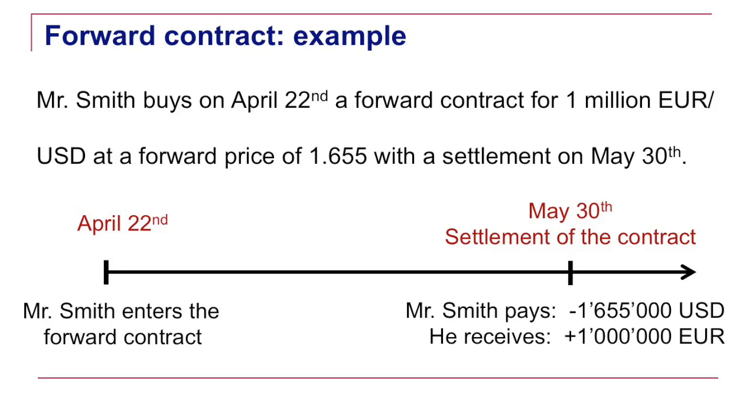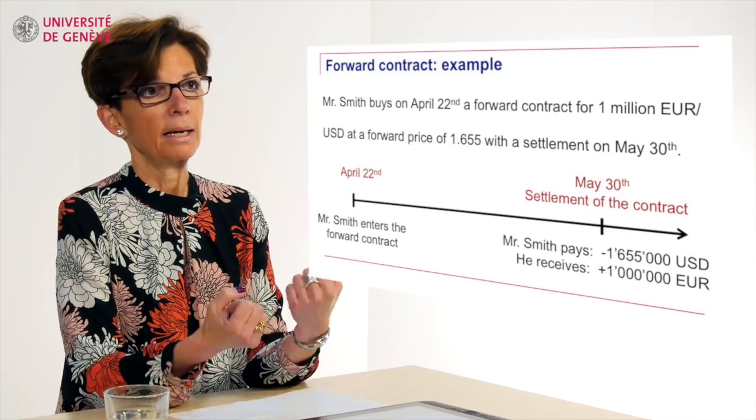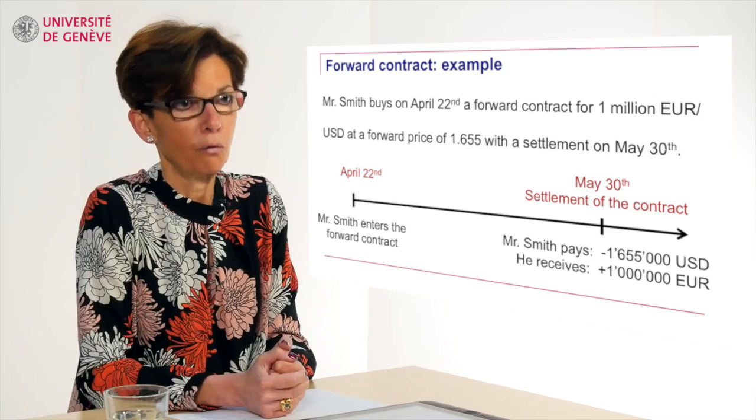So what is the characteristic? If you look at this graph, this line, you will see that on the 22nd of April, Mr. Smith enters the contract, but there are no cash flow exchanges. The contract is initiated, but actually nothing takes place until the maturity date, the 30th of May, where Mr. Smith will have to pay $1,650,000 and get 1 million euros in exchange for that by settling his forward position.